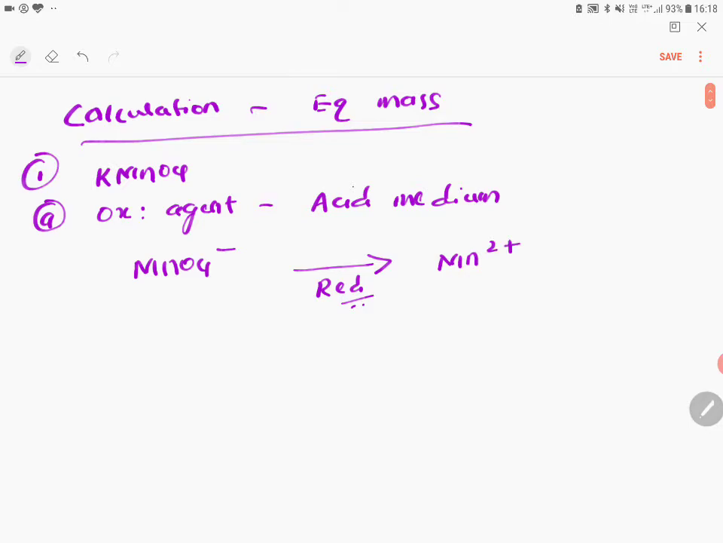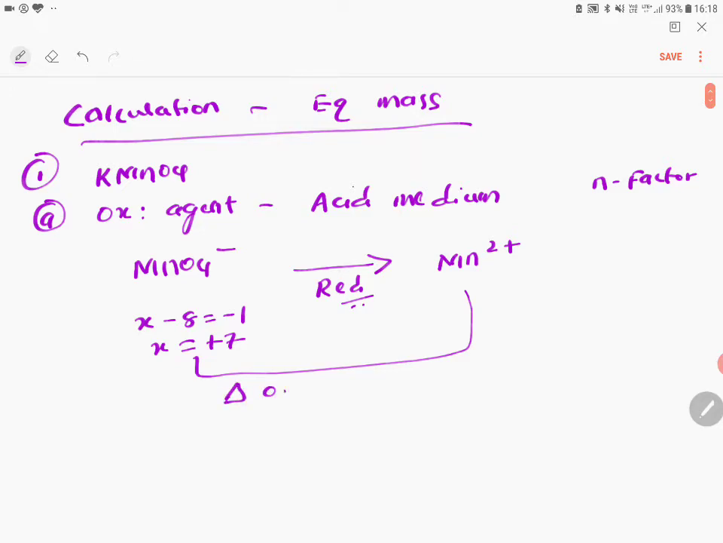So here our aim in each and every calculation is to calculate the n factor. For which you have to find the change in the oxidation state. The oxidation state of manganese is +7 in permanganate ion, and here it is +2. Therefore, the change in the oxidation state is 7 minus 2 equal to 5. So the n factor is 5. Therefore, you will be adding 5 electrons here.